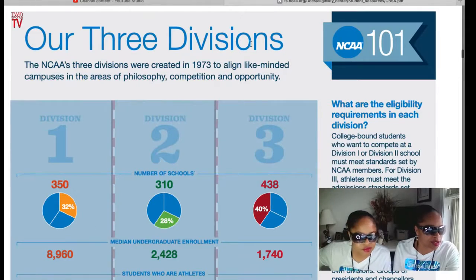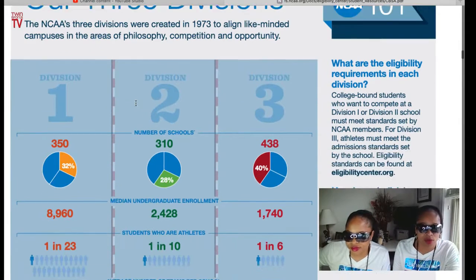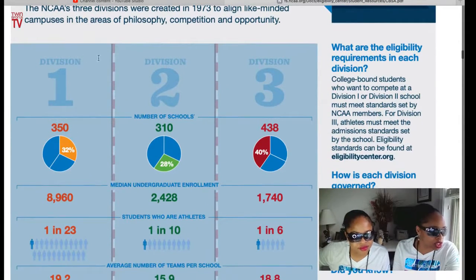The 3 divisions of the NCAA. The NCAA's 3 divisions were created in 1973 to align like-minded campuses in the areas of philosophy, competition, and opportunity. I love it. All right, so moving on, we got your 3 divisions going across here.